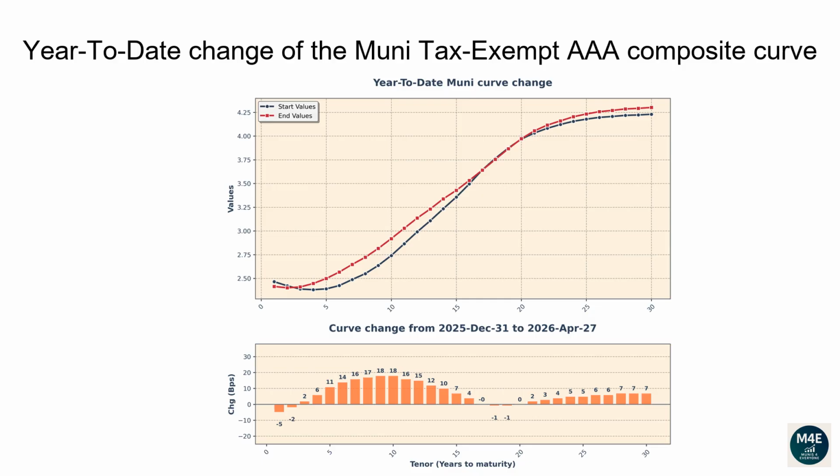The 1-year tenor changed -5 basis points. The 2-year tenor changed -2 basis points. The 5-year tenor changed 11 basis points. The 10-year tenor changed 18 basis points. The 20-year tenor changed 0 basis points. The 30-year tenor changed 7 basis points.